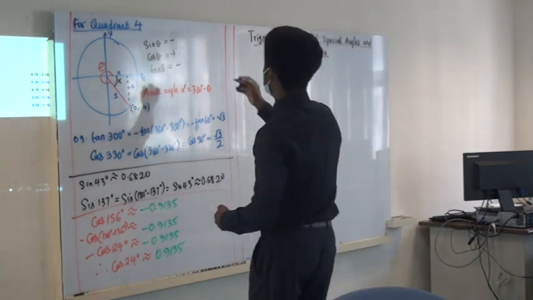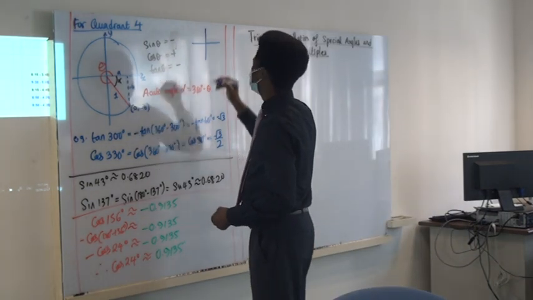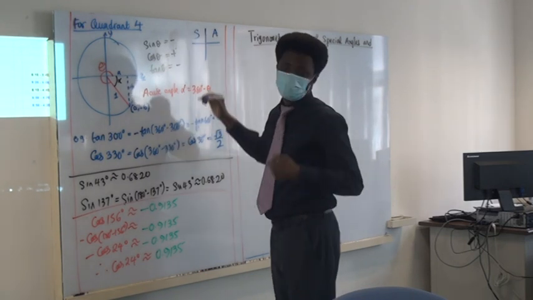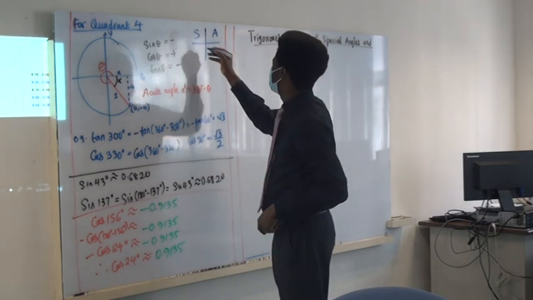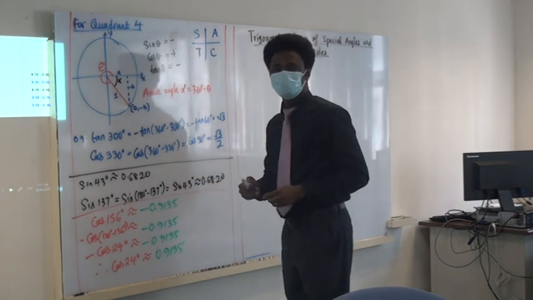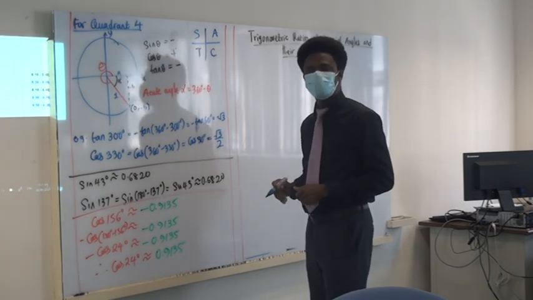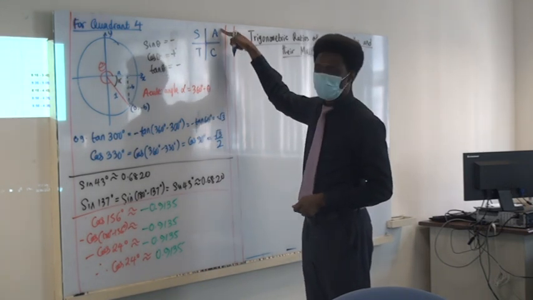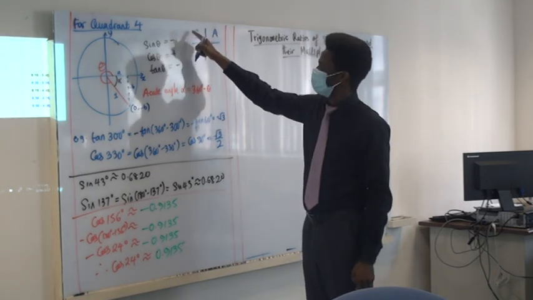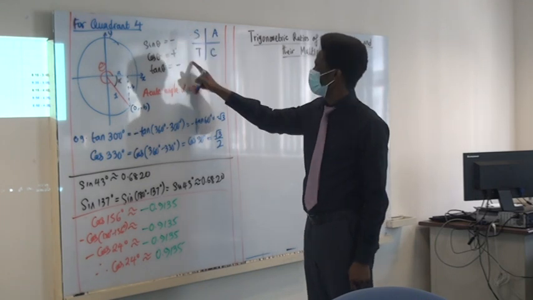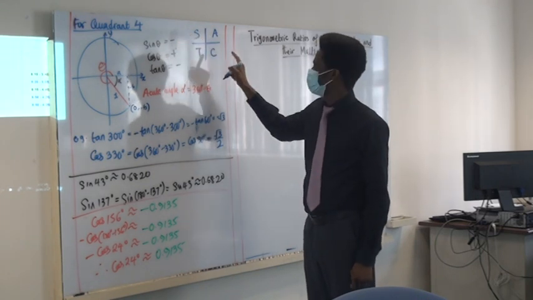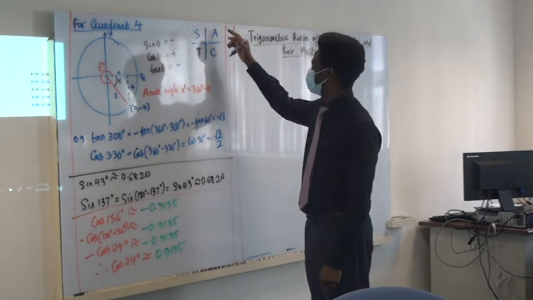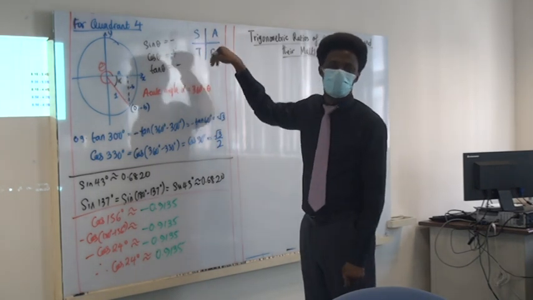So there is a way to remember which quadrant is positive. In my secondary school days, we just said, "All students take coffee." This means all are positive; only sine is positive here, only tan is positive here, and only cos is positive here. The summary of the signs. So we just say all students take coffee, or all students take coke.